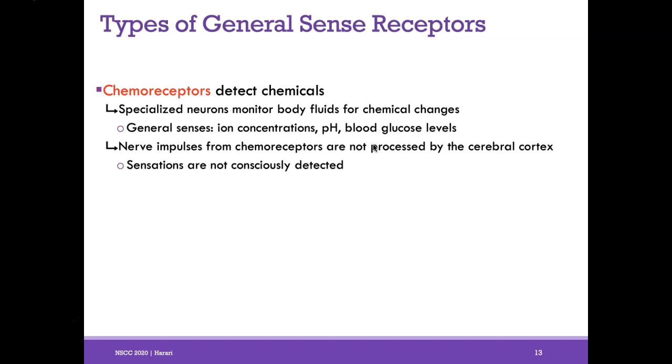Those are also chemicals. And these nerve impulses from the chemoreceptors are not processed by the cerebral cortex right away. We're never aware of pH until the doctor tells us that we have a pH problem with our blood. We're not aware of a lot of the chemoreceptors. So the nerve impulses from chemoreceptors in our body are not processed by the cerebral cortex. We're not consciously aware of blood glucose changes or sodium concentration changes. But some chemoreceptors in our nose, for example, and our tongue can be processed by the cerebral cortex in terms of taste. But remember, we're talking about general senses. So general chemoreceptors are not consciously perceived.